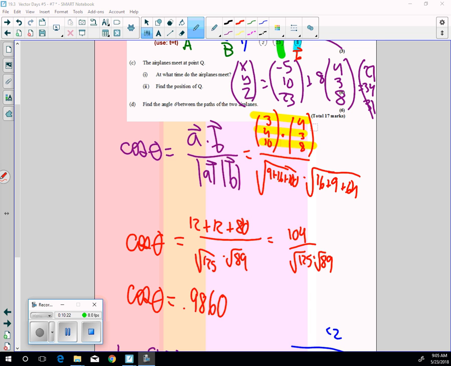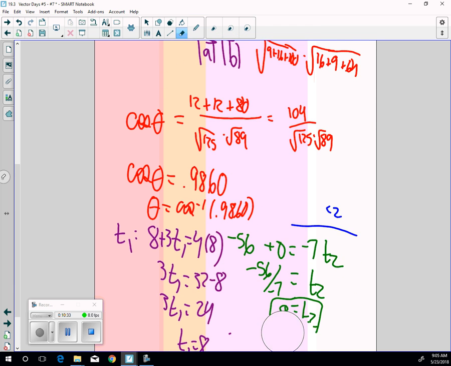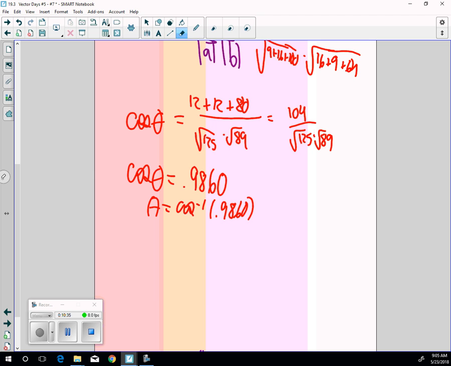Now do inverse cosine of 0.9860. And what do you get? 9.598 or 9.6 degrees.